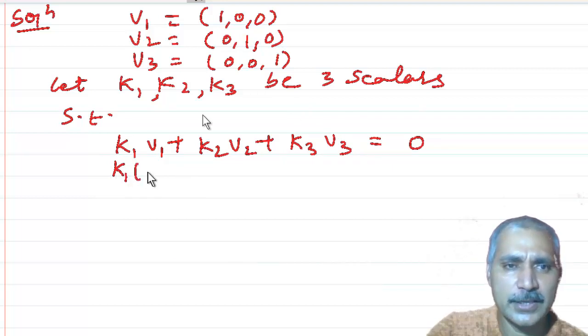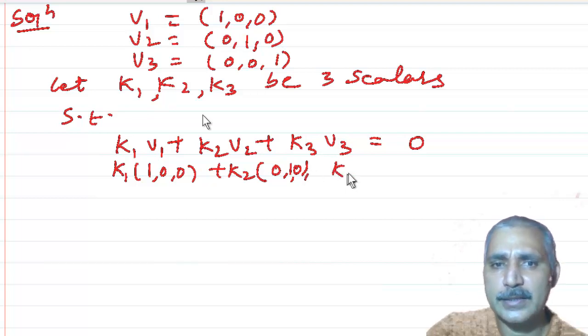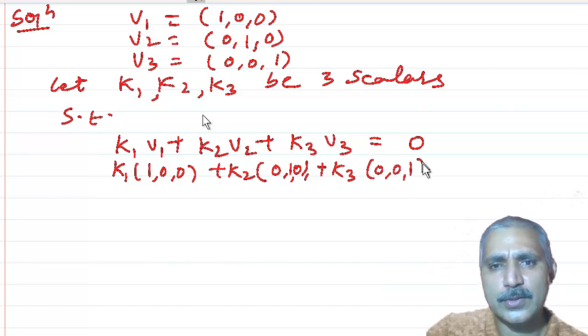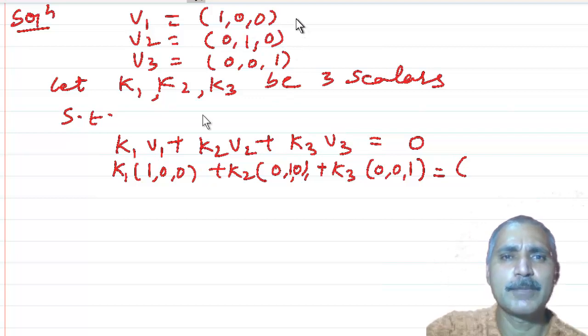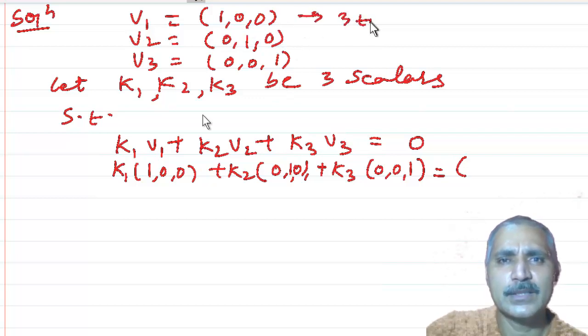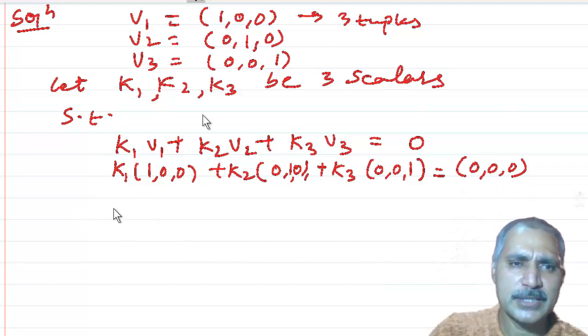Now k1 into v1 is 1, 0, 0, plus k2 into v2 is 0, 1, 0, plus k3 into 0, 0, and 1, that will be equal to the 0 vector. See, these vectors are 3-tuples. Given vectors are 3-tuples, so our 0 vector will also be of the same size and format. So we will simplify this one.